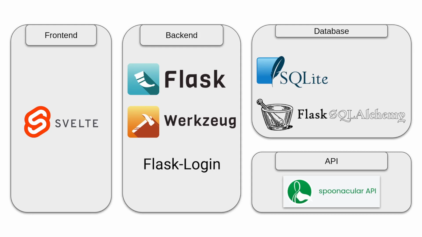To create this website, I've used Svelte for the front end, and in the back end, I used a Flask server with Werkzeug and Flask-Login to handle user authentication and user logins. To store user-related data, I used a SQLite database, and to access this database, I used Flask SQLAlchemy. And finally, to access the ingredients and the recipes found throughout the internet, I used the Spoonacular API to send queries to get ingredients and get recipes based on these ingredients.